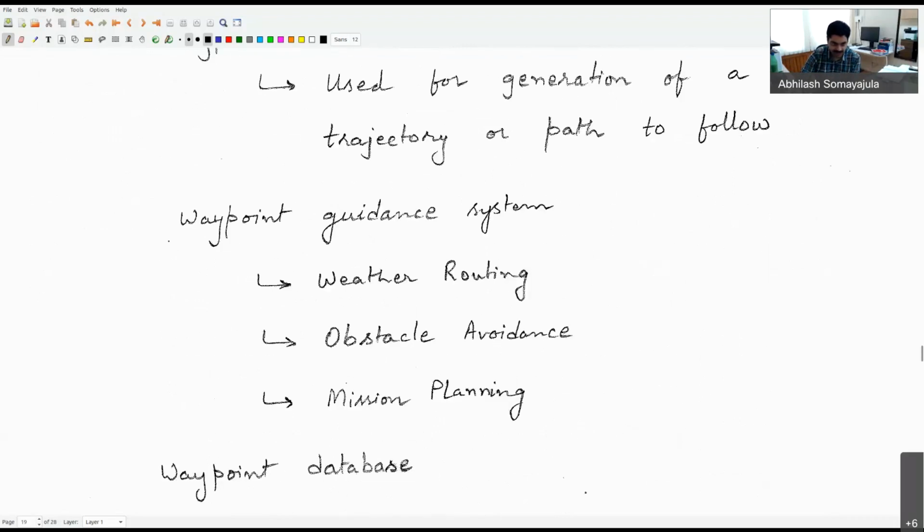Whenever we are looking at a waypoint guidance system, you will find that this can include a little bit more than just straight line following. It can include weather routing, obstacle avoidance, and mission planning. In the sense that if there are obstacles in the map, how do I make sure that I'm avoiding those obstacles can also be incorporated into your so-called guidance system.